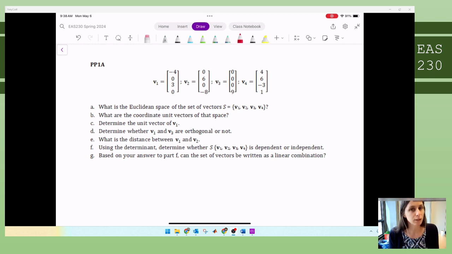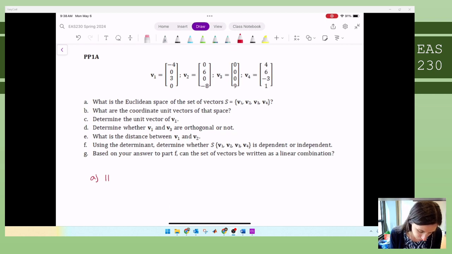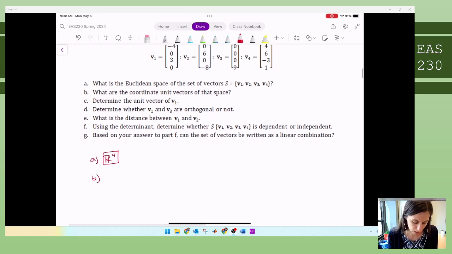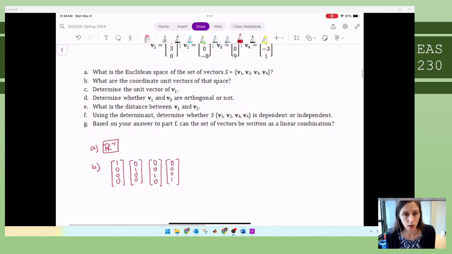The Euclidean space is how many numbers they have. So A is R4. The script R means the set of all real numbers, and there are 4 numbers in each vector, so it's R4. What are the coordinate unit vectors of that space? These are the ones that define the coordinate system, and they look like this, where each unit vector has 1 non-zero entry, and they go through one at a time. So the first location, the second location, the third location, and the fourth location.